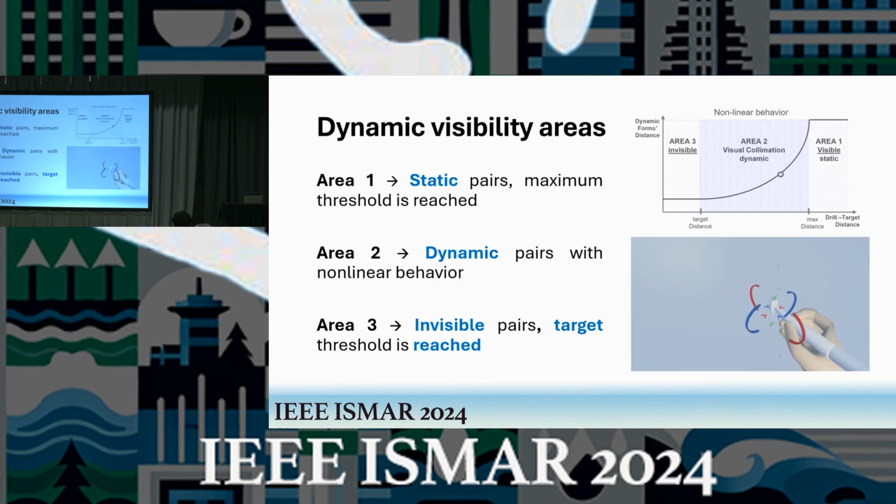We also introduced the dynamic visibility areas. While the maximum threshold is reached, you can see that the pairs are static. And in area 2, pairs become dynamic with nonlinear behavior. And finally, at area 3, you can see that the pairs become invisible when the target threshold is reached.